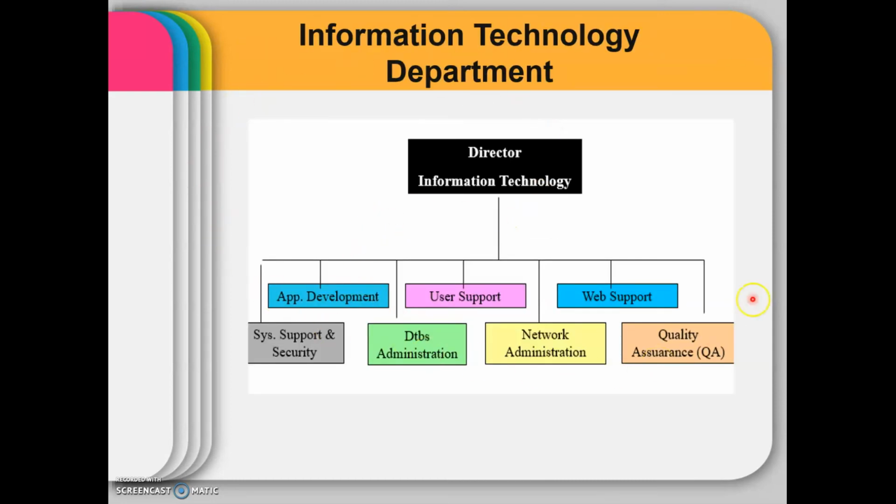So this is some extra for this topic. This is the IT department. The head will be the Director of Information Technology. Under the Director of Information Technology, we have system support, application development, database administration, user support, network admin, web support, and also QA, quality assurance.